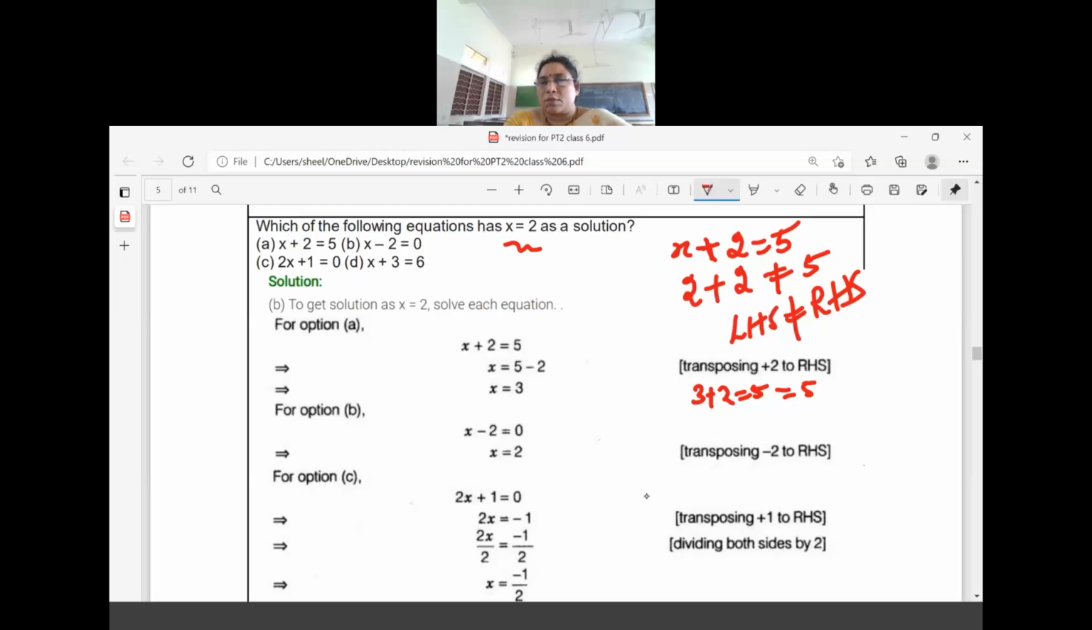Now, what about x minus 2 equal to 0? x minus 2 equal to 0. On the LHS you have x minus 2.